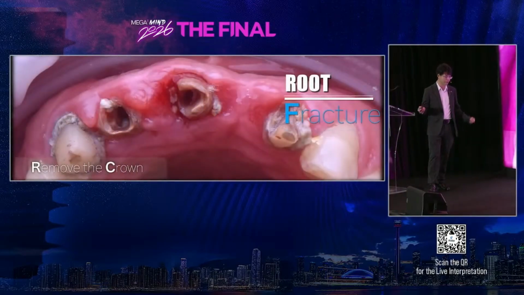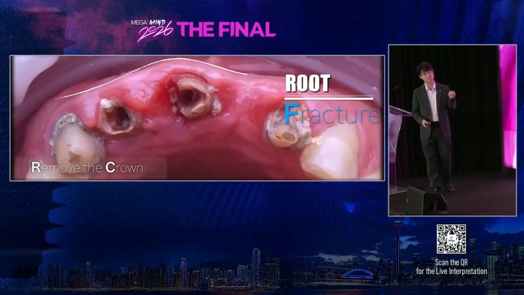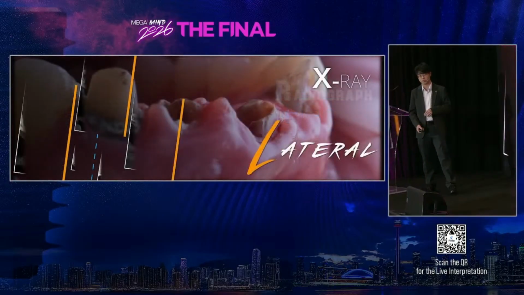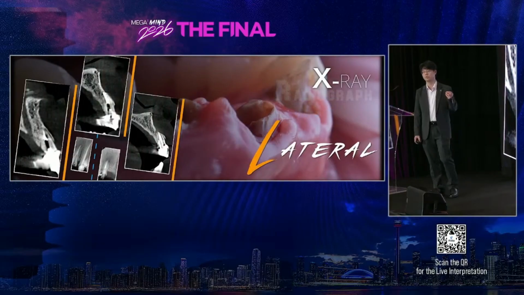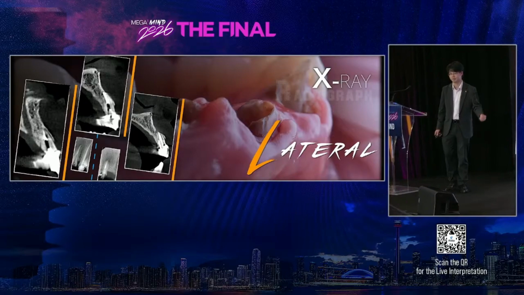And we will remove this crown. We can see the fractured root and the gingival contour with a little depression. And then we take an X-ray. We can see that this root has had canal treatment, but the apical side has a little inflammation.